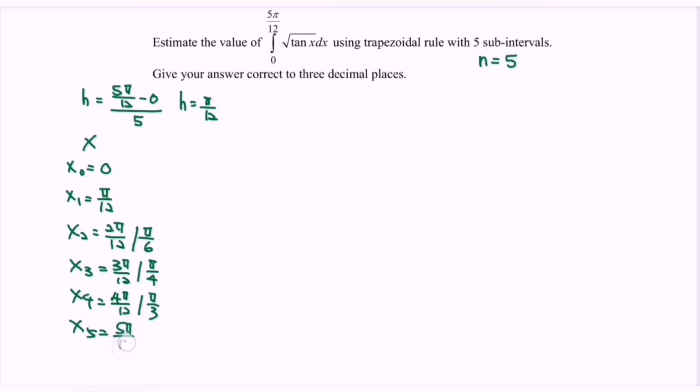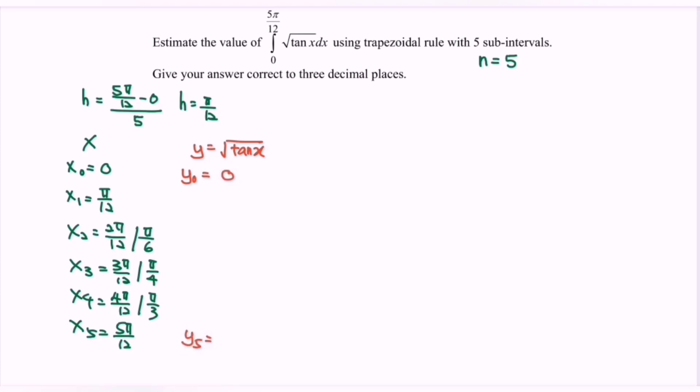5 pi over 12. Continue, we have the value for y is equal to square root of tangent x. Kindly take note. Set your calculator in mode radian. So we have y naught, if it's 0, so the answer will be 0.